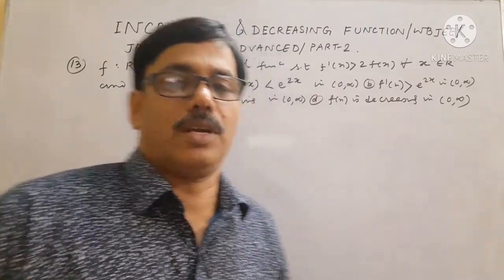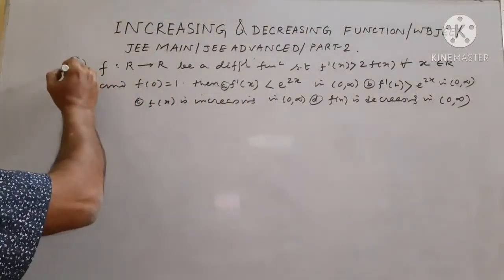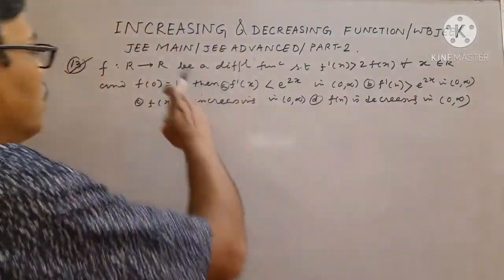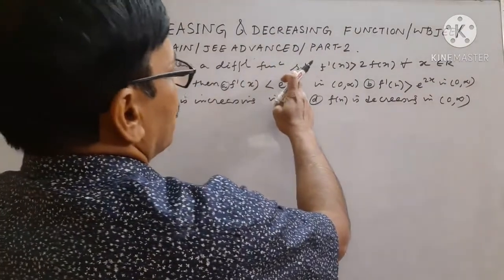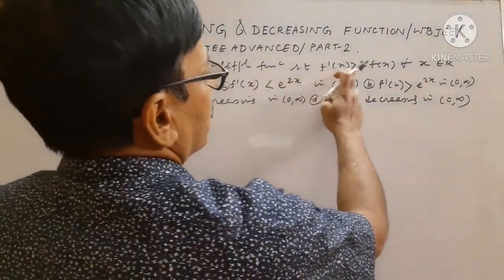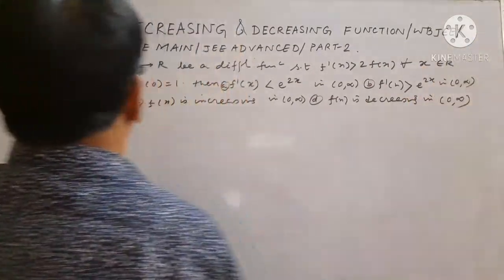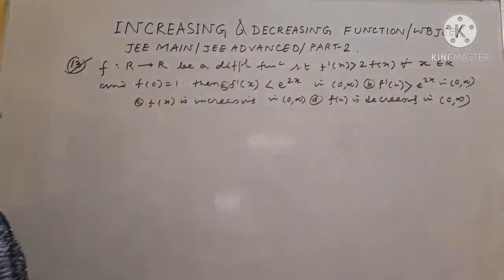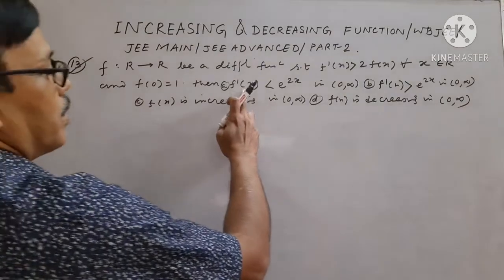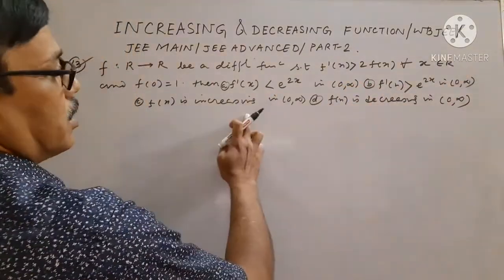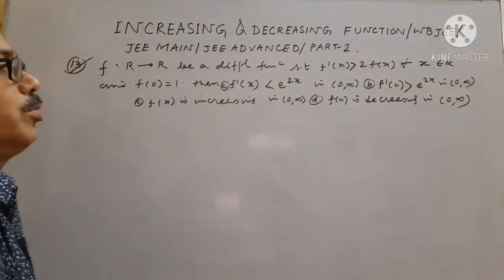Now, we consider problem number 13. If f from R to R is a differentiable function such that f'(x) is greater than 2f(x) for all x belonging to R and f(0) equals 1, then f(x) is greater than e to the power 2x, and f is increasing or decreasing in 0 to infinity.